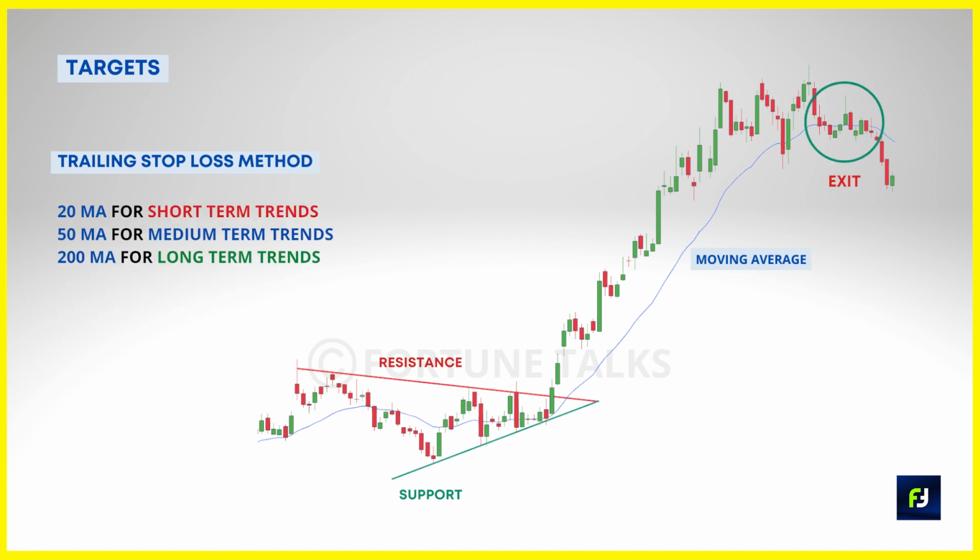For example, you can trail your stop loss using a 20 period, 50 period or even 200 period moving average, depending upon whether you are considering a short term, medium term or long term position in the market. This means you will hold your position until the market breaks and closes above or below the moving average, depending on the direction of the breakout.